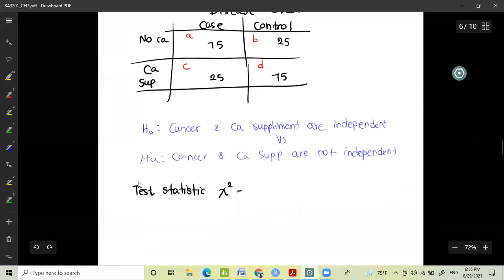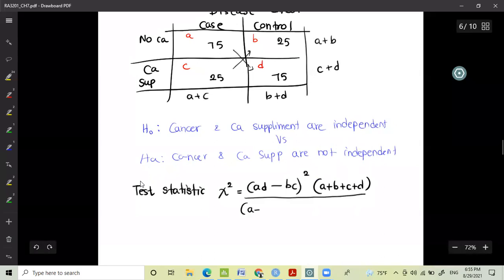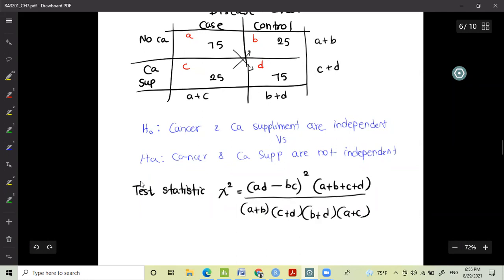Then our test statistic, which is going to be a chi-square number, right? What is it? This is very easy. See, AD cross multiplication, AD minus BC. Square it. Then you add all these four cells, A plus B plus C plus D. Then you divide by these four subtotals actually: A plus B, C plus D, A plus C, B plus D. So you multiply all four values. Right, shall we calculate this one?